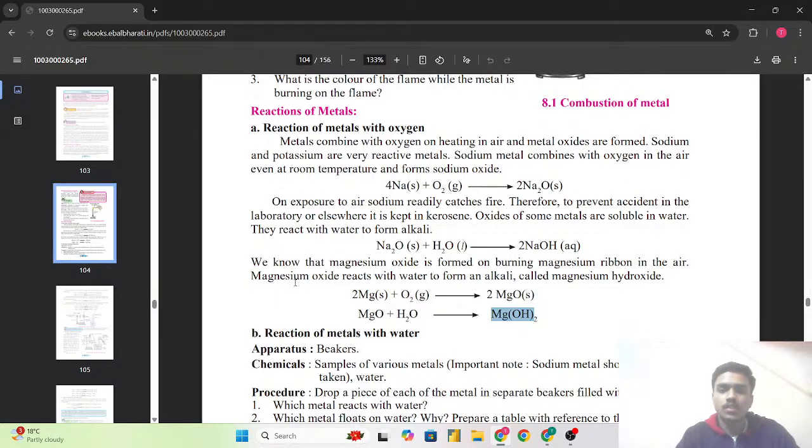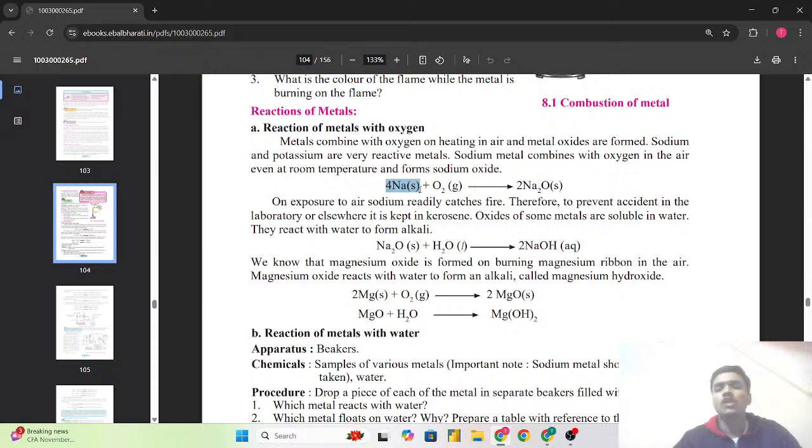As we have seen here, when four atoms of sodium react with oxygen O2 gas, it leads to the formation of sodium oxide. On exposure to the air, sodium readily catches fire. Therefore, to prevent accidents in the laboratory or elsewhere, it is kept in kerosene.